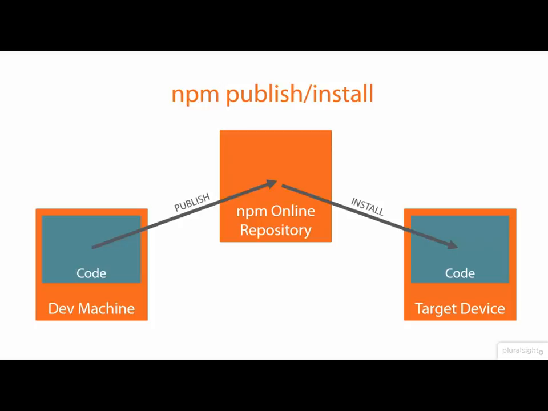Now, unlike the previous method, and the next one in fact, this method does require that we remotely log into the target device in order to run the npm install command to pull down the latest code. It also requires an internet connection. So let's keep this one in mind, but let's keep looking.